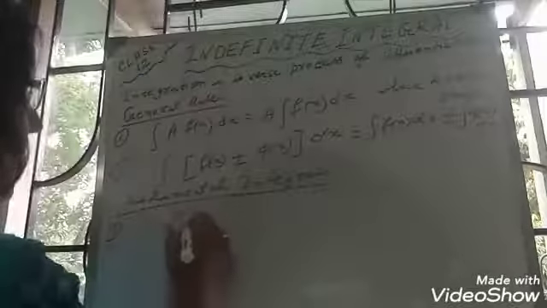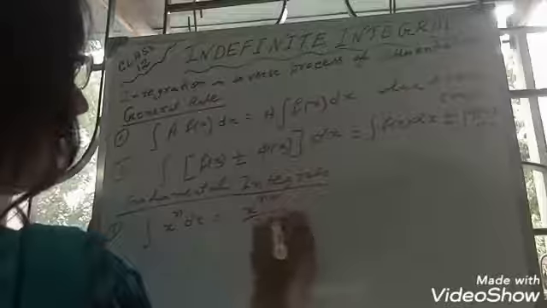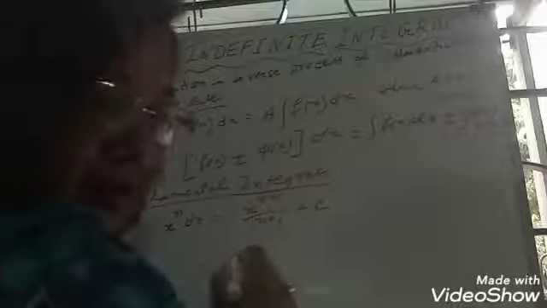And here what will we write? Integral x to the power n dx will be x to the power n plus 1 by n plus 1, plus c. Already I have said plus c means arbitrary constant, that is the constant of integration. What is n here? n is not equal to minus 1. This is a constant independent of x.